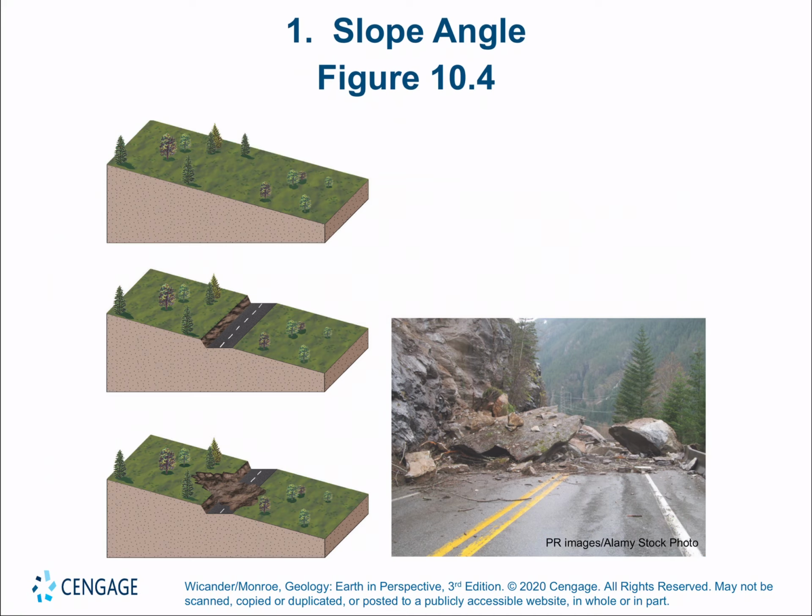This slide shows our slope angle in regard to highway excavations. So here we can see we have our first picture of our undisturbed slope. In our second picture right here, we see we've removed a part of the support. Okay, we've over-steepened. And then in this third picture, you can see how this part has fallen into the roadway because of that over-steepening.